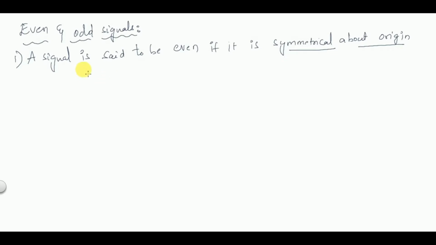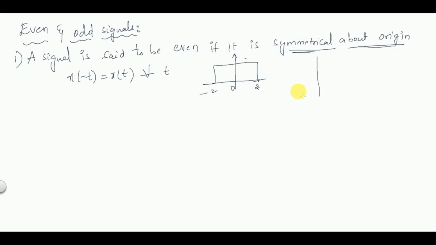Okay, so mathematically it is represented as x of minus t is equal to x of t for all t. Okay, so example for this is any signal like this. This is an even signal for 2 to minus 2. So it looks symmetrical about origin.